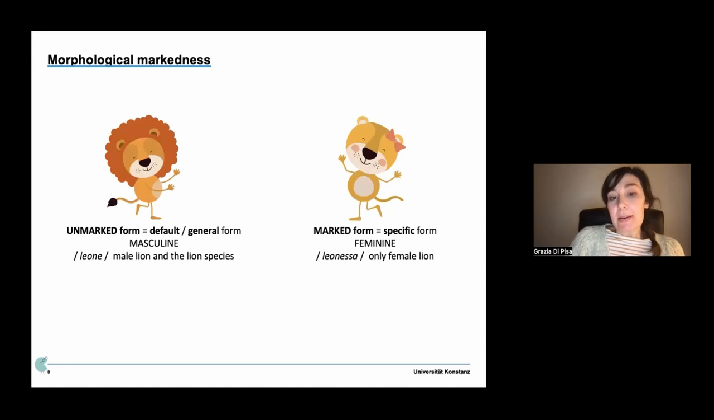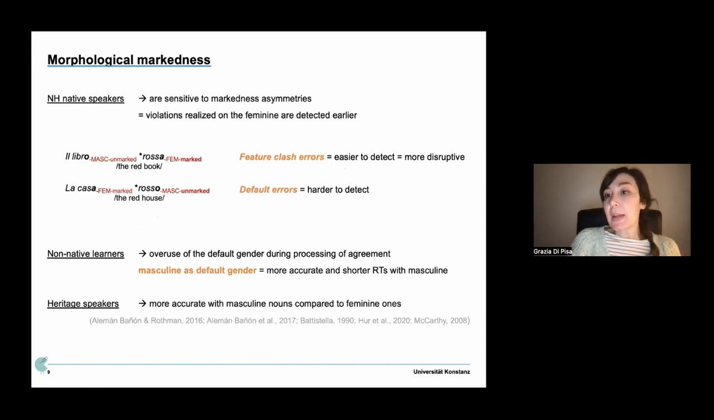And another concept that I want to introduce, which is also related to gender, is morphological markedness. In languages, we know that there is an unmarked form, which is considered the default or general form. And usually in Romance languages like Spanish, Italian, French, it is the masculine gender. So think about the noun leone, which refers to the male lion, but also to the lion as a species in general. And then we have the marked form, which is instead the specific form. And again, in Romance languages it is usually the feminine. So as an example, leonessa, which means the female lion, only refers to the female lion. So it's very specific.